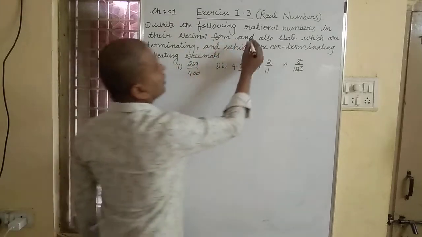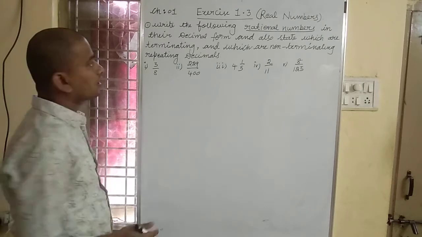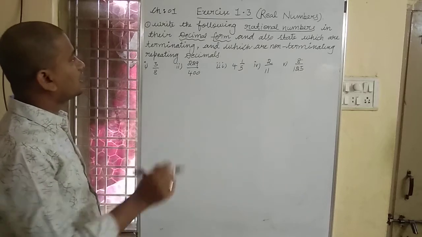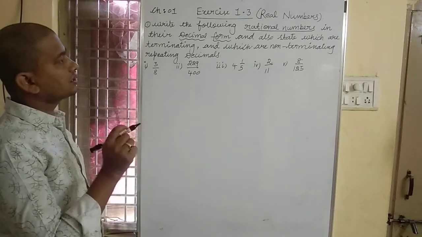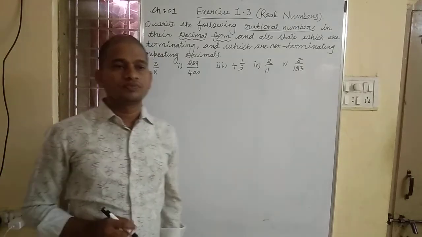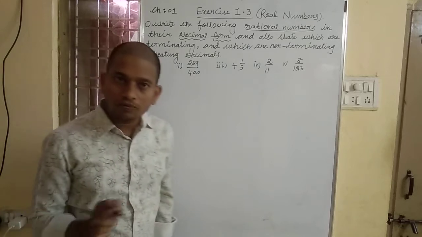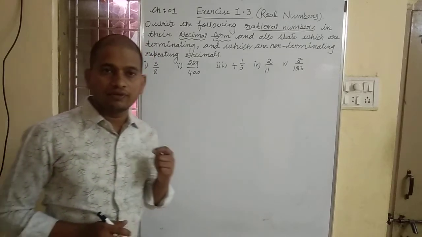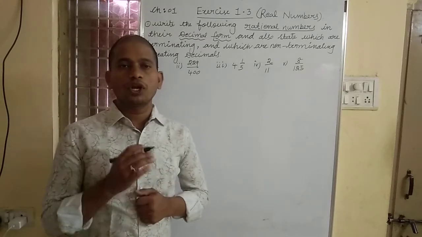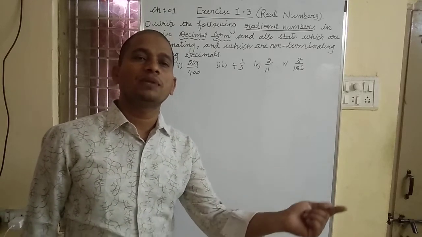Write the following rational numbers in their decimal form, and state which are terminating and which are non-terminating repeating decimals. So, given rational numbers, we need to express them in decimal form, and also we have to state whether it is a terminating decimal or a non-terminating decimal. So, what do you mean by terminating decimal, and what do you mean by non-terminating repeating decimal?